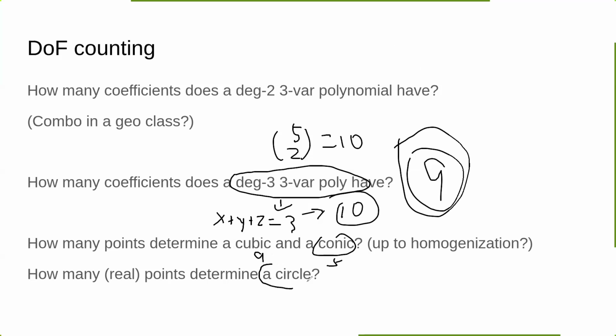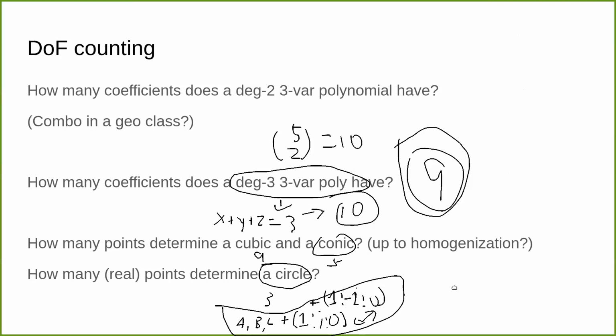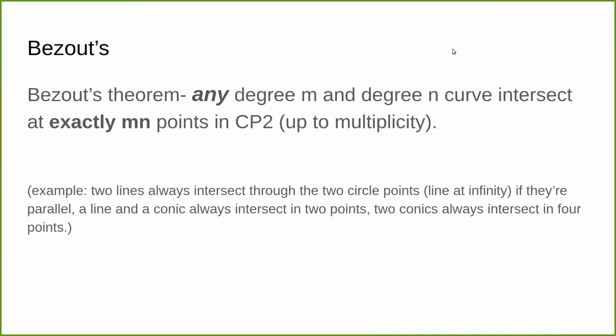And why is this 3 and not 5? It's because it's really just the 3 points A, B, and C plus the 2 points (1, i, 0) and (1, negative i, 0), which is still 5 points. So a circle is just a conic through these 2 points. Yeah, that is the way we derived it. And now this one's important too.